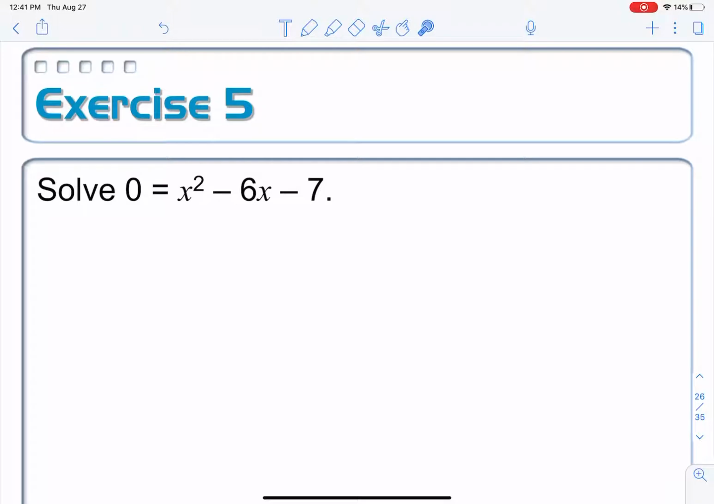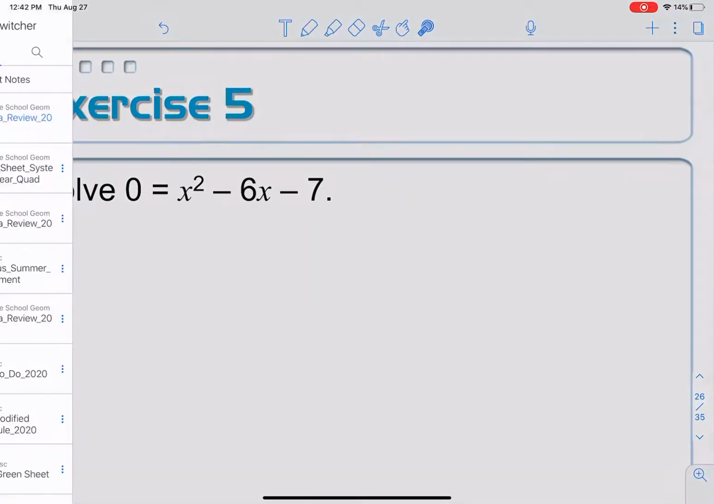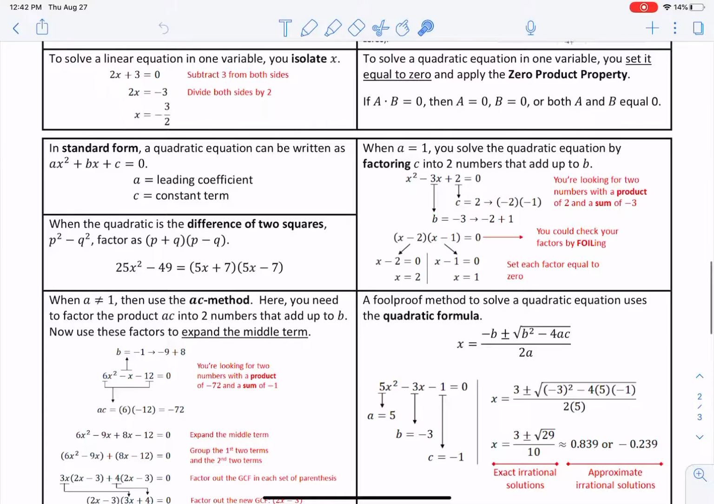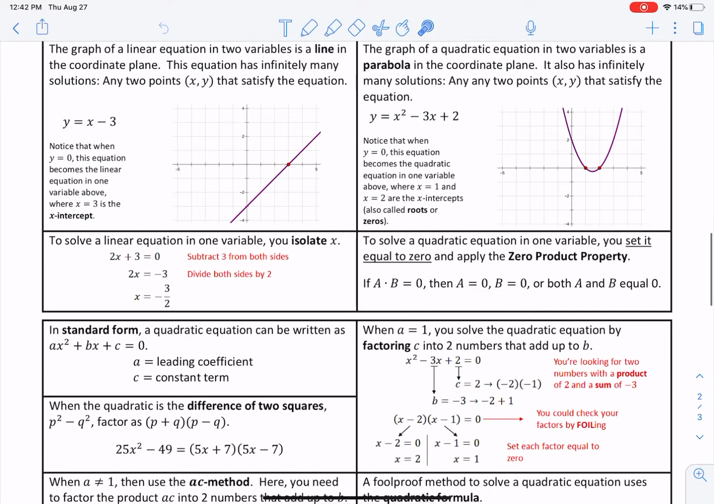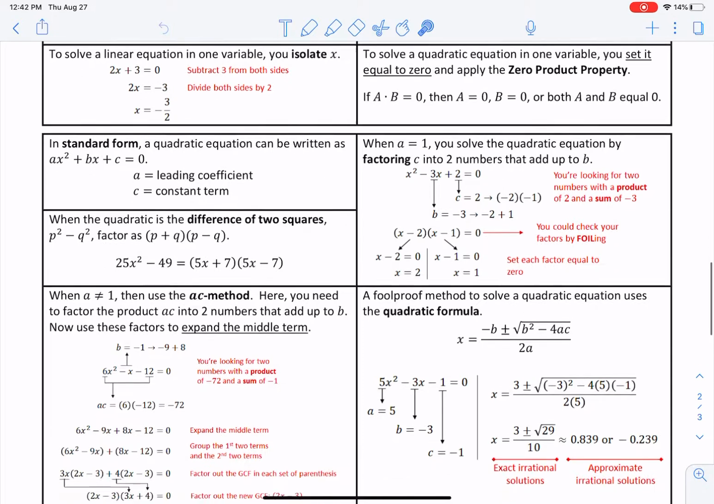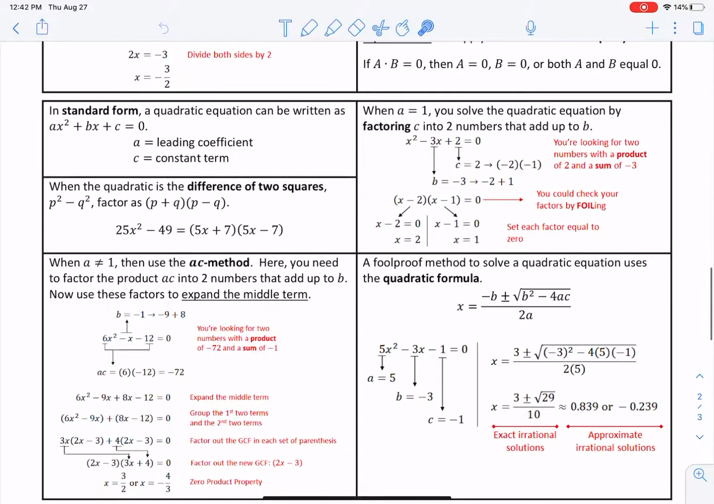So let's look at where this occurs on our green sheet. Get that green sheet back out. We talked about the top set of boxes here, so let's look at this box right here. It says when a is equal to 1. a is that leading coefficient, this thing right there. When it's 1, these are the easier ones to factor.